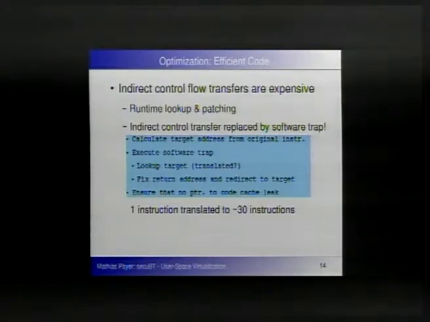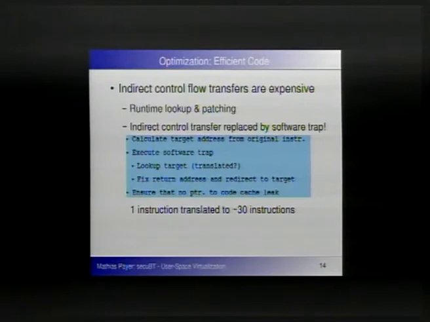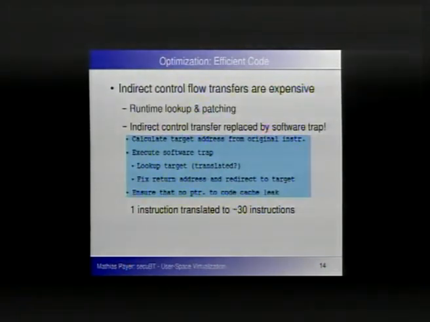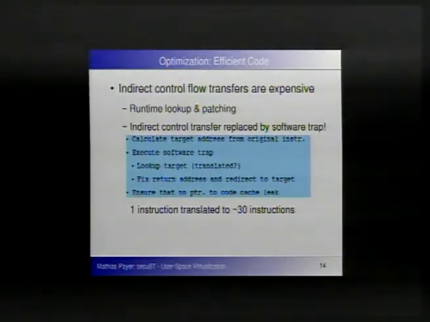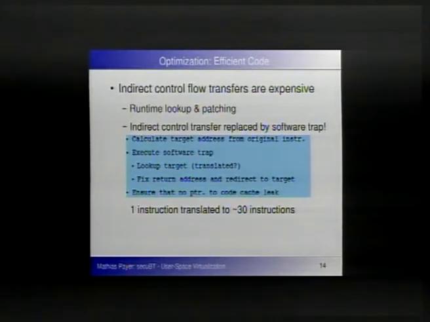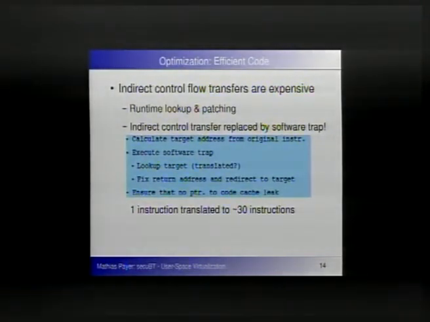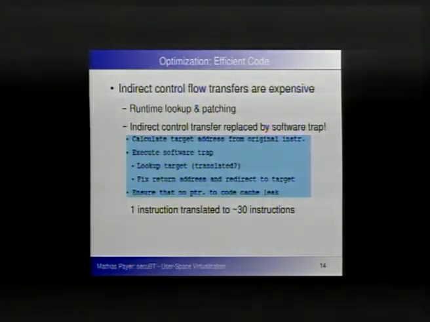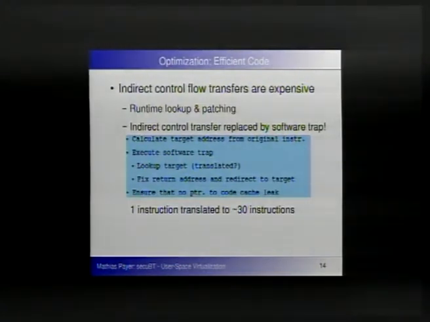So the next thing is to generate efficient code. We have indirect control flow transfers, and these are really expensive, as I said before. We want to translate the indirect jumps, indirect calls, and everything. But all these indirect control flow transfers need a runtime lookup and patching when we translate these. And in the original layout of the binary translator, these indirect control flow transfers are replaced by a software trap when we branch back into the binary translator.